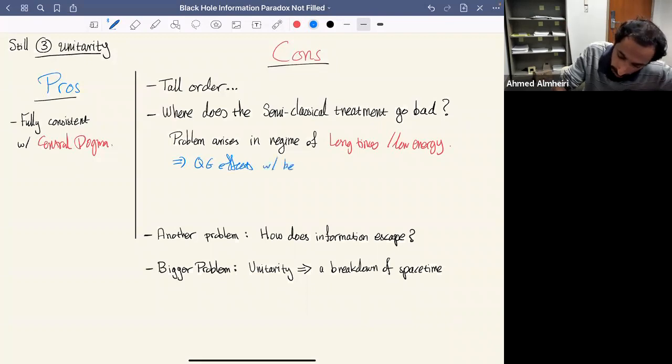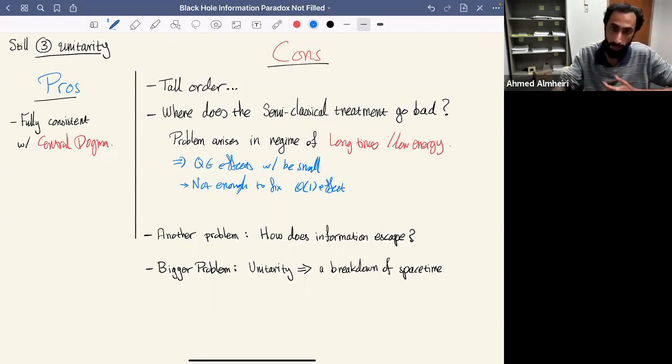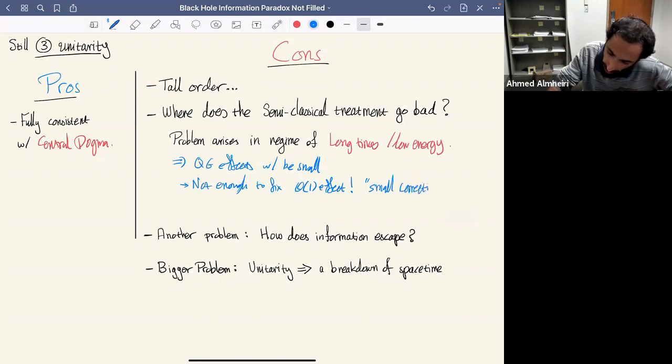will be small, and this means that they won't be enough to fix the order 1 effect, let's say. This problem that we're finding is an order 1 problem. This statement, proving that these small corrections cannot change the answer, famously goes by the name small corrections theorem, due to Samir Mathur.